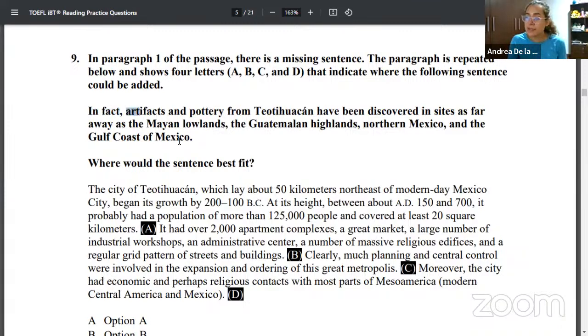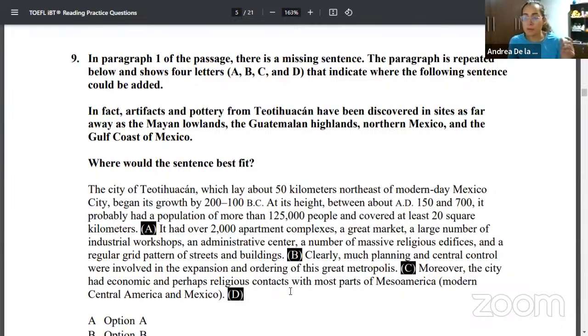So you know that this idea has to be before the transition "in fact," which is clearly the idea that we have in the last sentence of the paragraph. So yes, I do agree with you, Carolina, it has to be option D, because it's an explanation of what the author said before, right? That the city had economic and religious contacts.